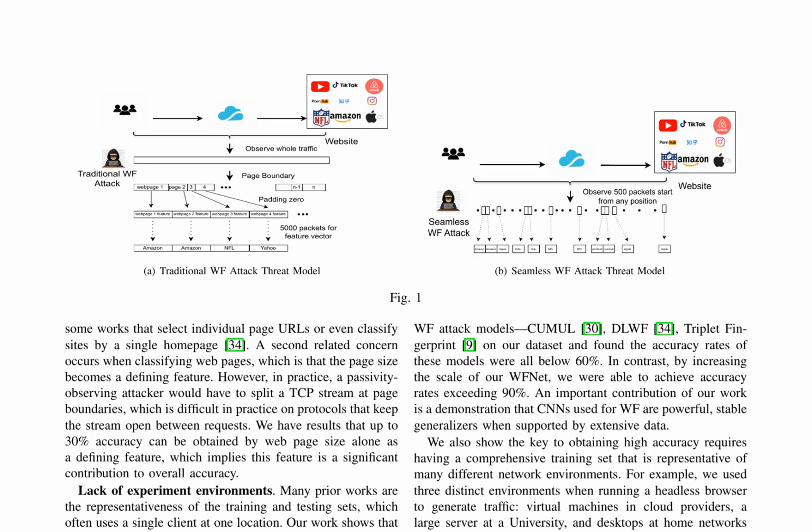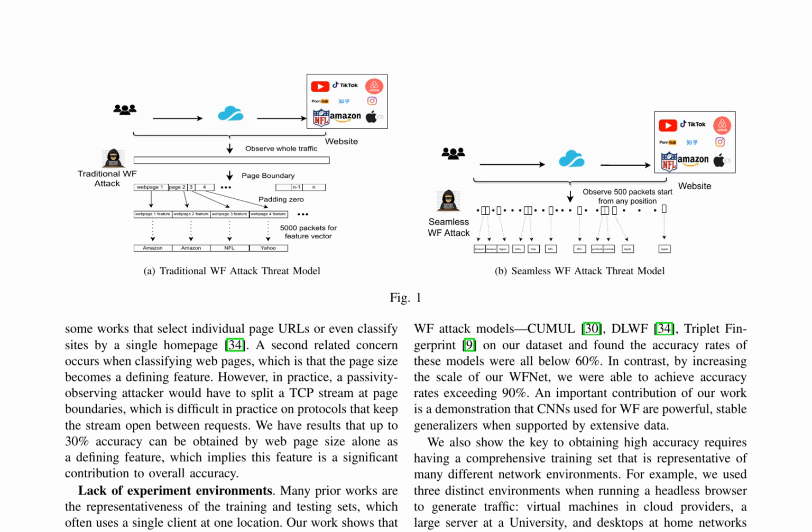The authors address three primary limitations in traditional website fingerprinting (WF) attacks. Firstly, they note that previous works often focus on individual page URLs or classify sites using a single homepage, which may not accurately represent real-world scenarios. Secondly, page size is a significant feature in WF attacks, but in practice, an attacker may struggle to split a TCP stream at page boundaries. The authors demonstrate that up to 30% accuracy can be achieved by utilizing web page size alone as a defining feature. Thirdly, many prior works lack experiment environments that are representative of real-world network conditions.